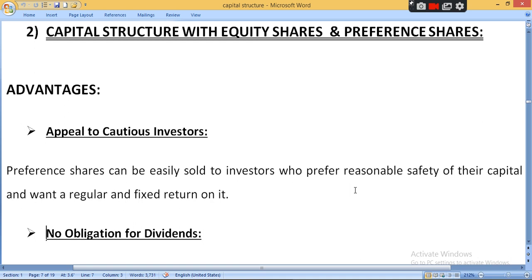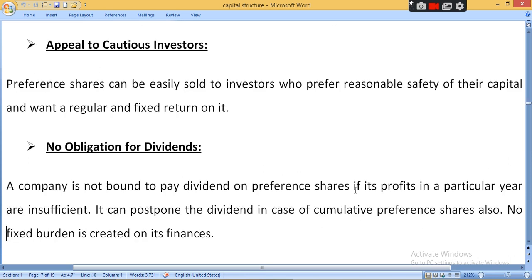Generally in equity share, dividend is not compulsory and not fixed. In preference share, dividend is not compulsory, but it is fixed. And in debenture, interest is fixed and compulsory. So if your company's capital structure includes equity plus preference share, then risk avoiders always prefer to make investment in your company. So it attracts the risk avoider. Then no obligation for dividend means there should be no kind of obligation or burden on the company to pay compulsory dividend. It totally depends on the net earning or net profit of the company, clear.